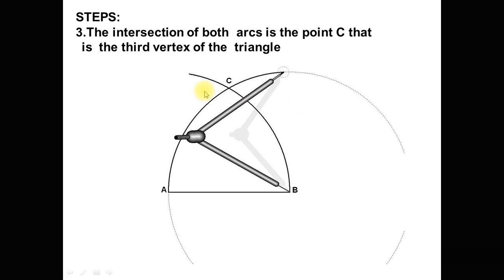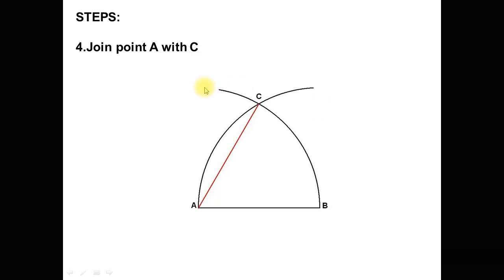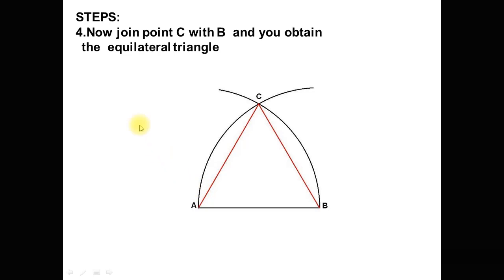So in the third step, the intersection of both arcs is the point C. That is the third vertex of the triangle. Now in the last step, join this vertex C to vertex A, and then join this vertex C to the vertex B, and this is the required equilateral triangle.